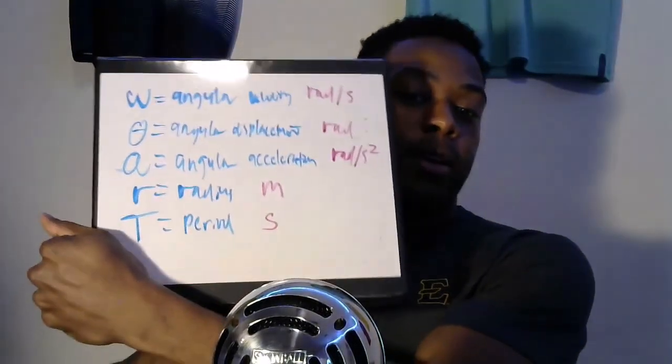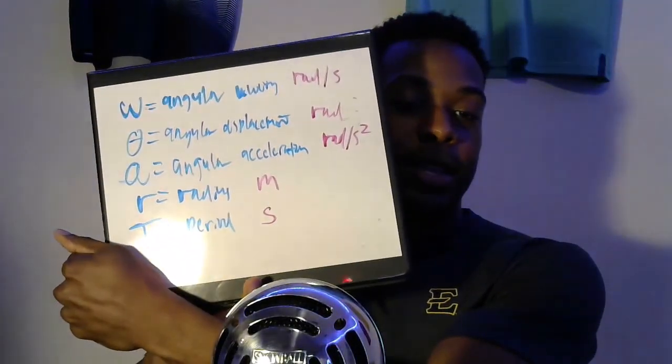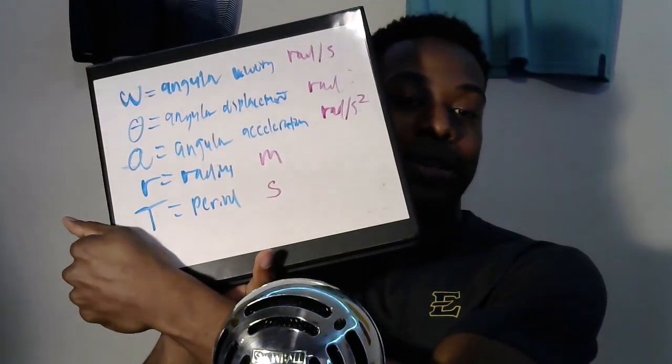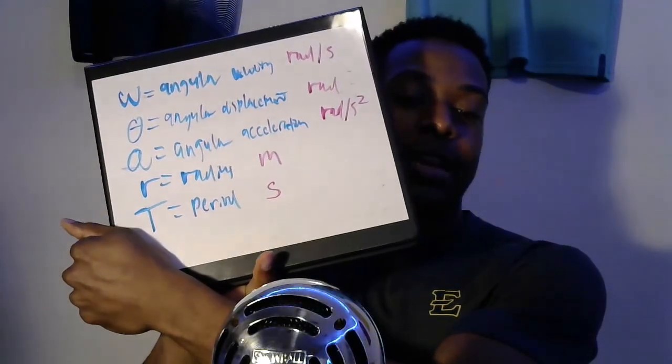So you've got omega, you've got theta, you've got alpha, you've got R for radius, and you've got capital T for period. So those are the new ones. If you got those, you're probably good for this first part of the new section. And yeah, that's it. Let's move on.